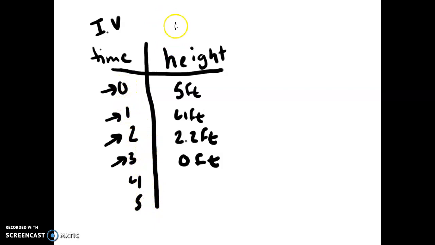The height, on the other hand, is the dependent variable. I'm just abbreviating that DV. And we can see that the dependent variable doesn't necessarily have these nice intervals, right? I just had to measure where the ball was at time 0 seconds, and I should have kind of messed up there. Should be indicating my units.